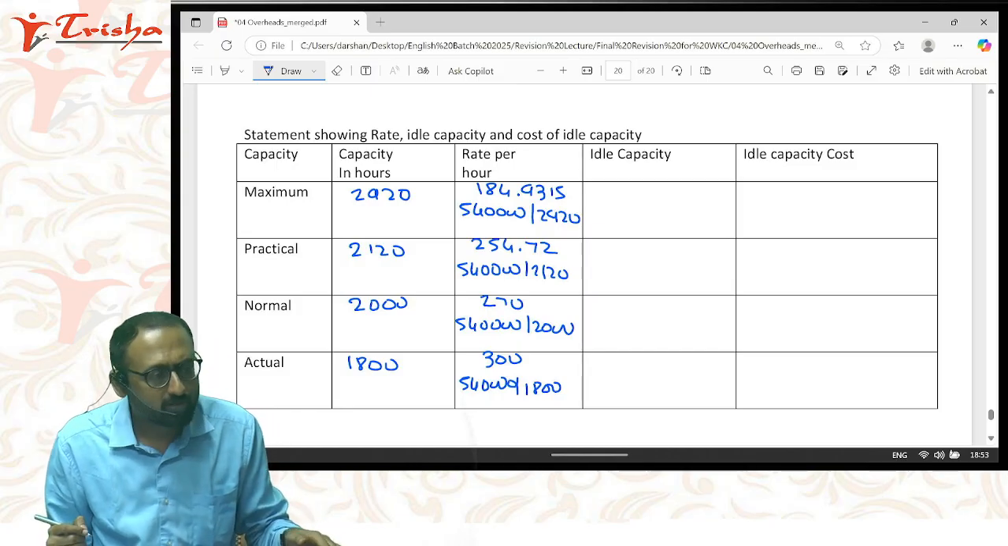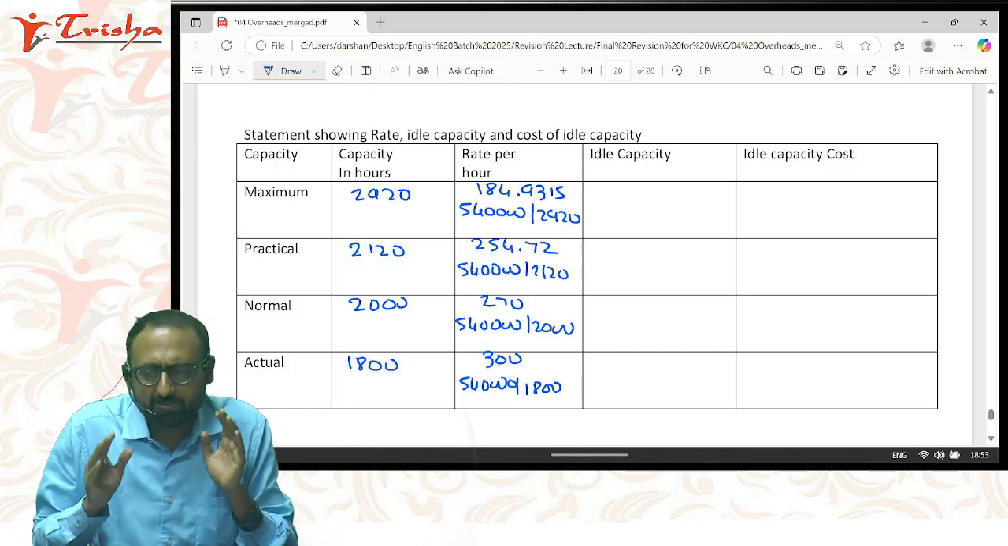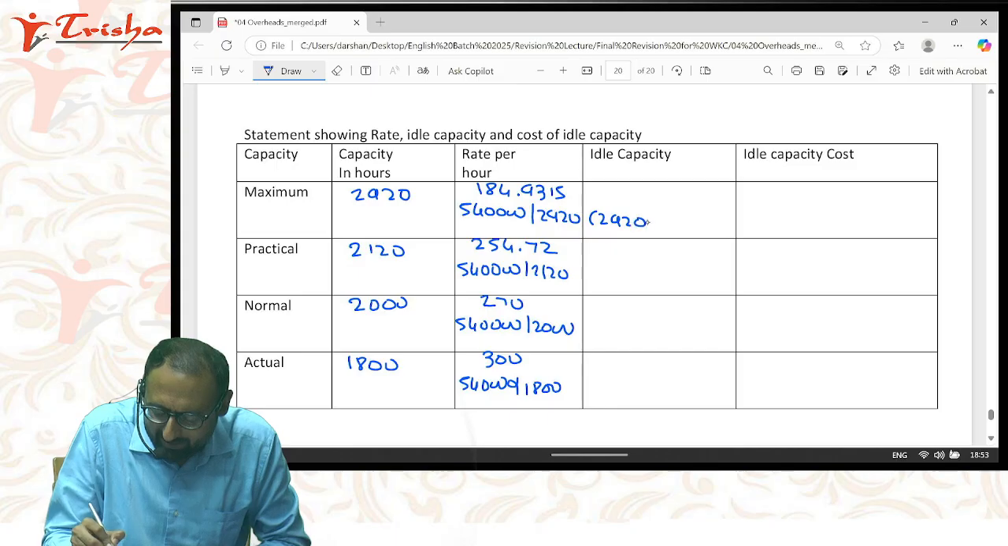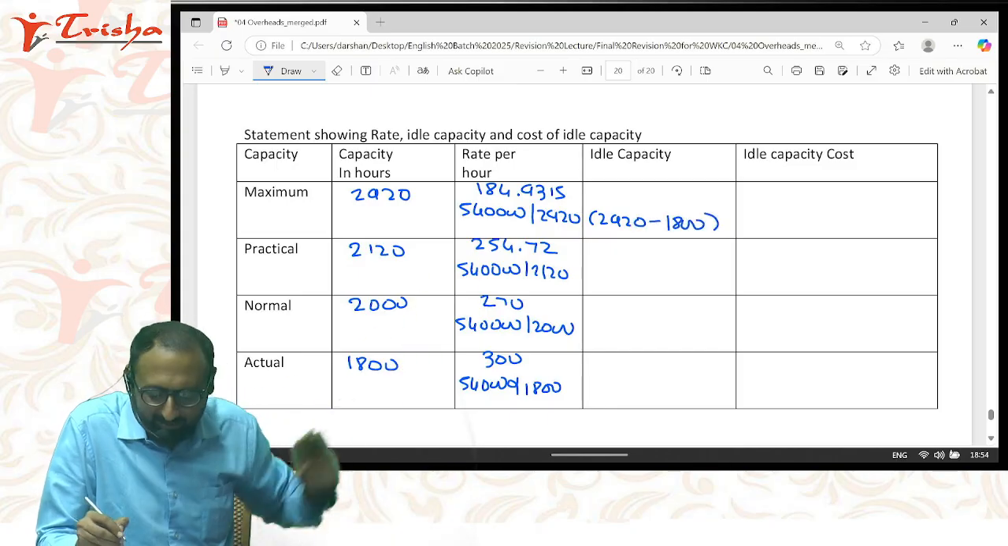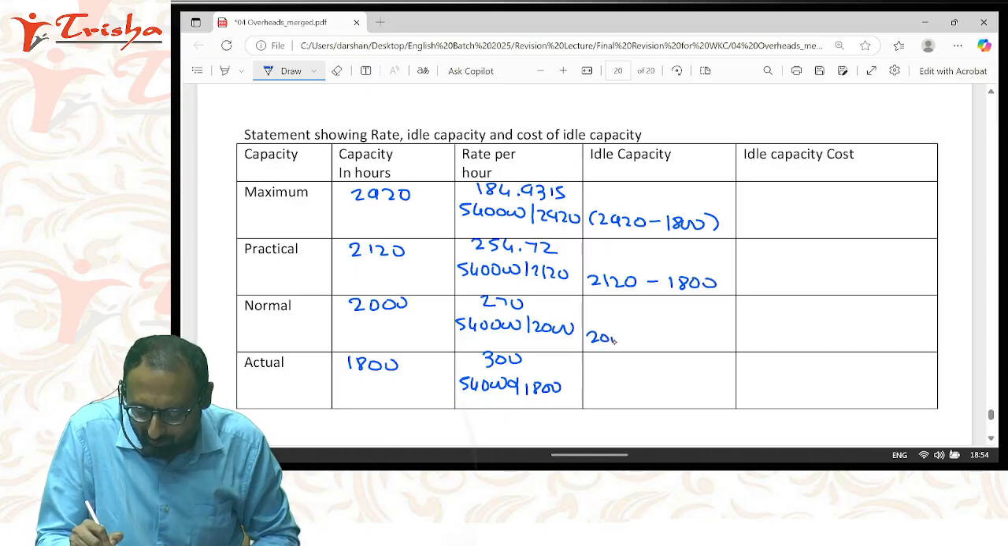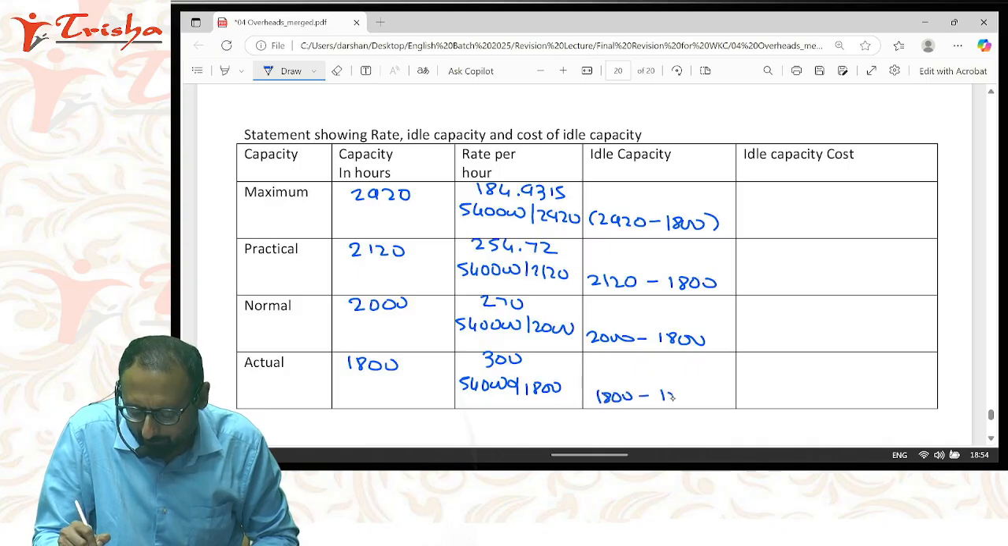Yes or no? Now, ideal capacity. Ideal capacity, always compare with actual. So, 2920 minus actual capacity, which is 1,800. In the second row, practical capacity 2120, actual capacity is 1,800. Third row, 2,000 minus 1,800, and last row, 1,800 minus 1,800.